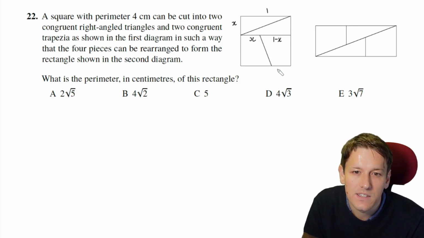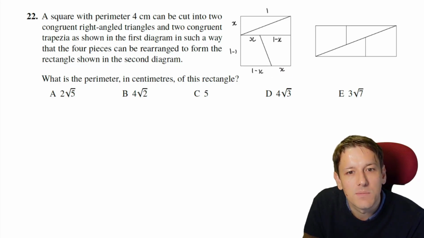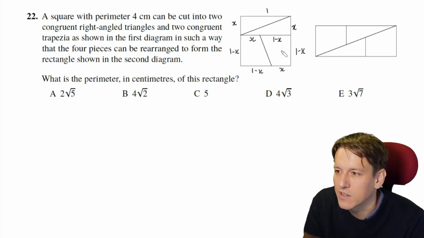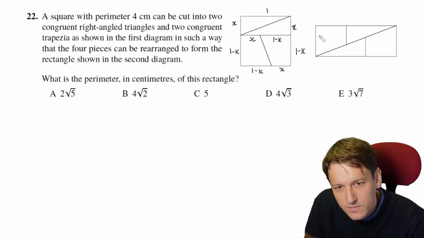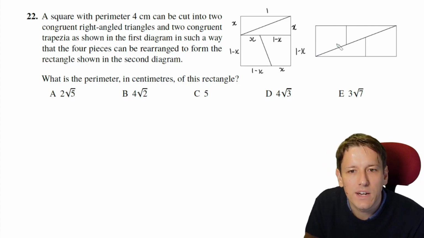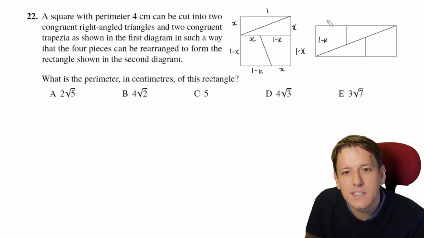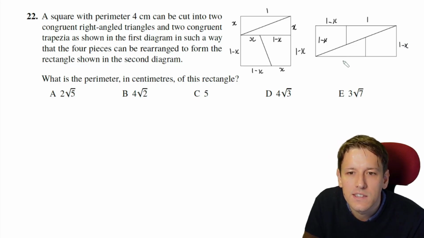This is 1 minus x, so that means that this is x and 1 minus x as well. This bit here must be 1 minus x and 1 minus x and x, so I've got every part of that labelled. So I can also go through the rectangle and do the same thing. Well, this must be 1 minus x, this must be 1 minus x, this is 1, this is 1 minus x, this is 1, and this is 1 minus x.